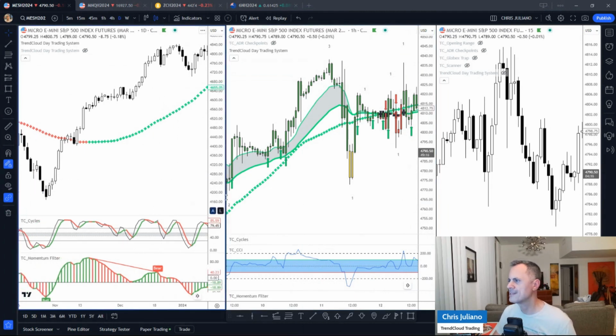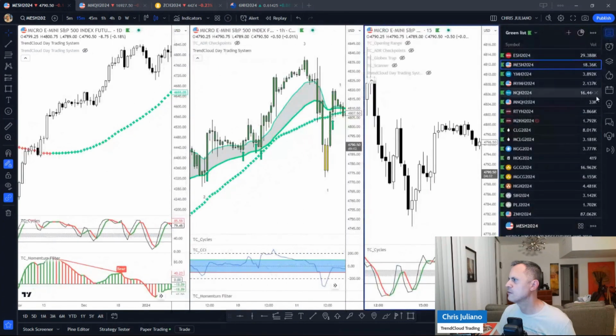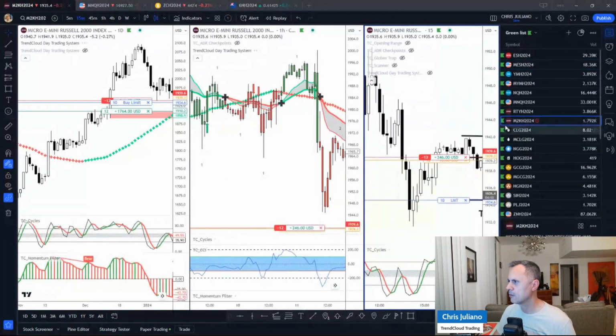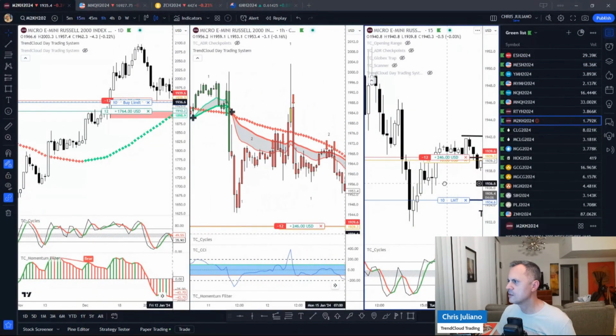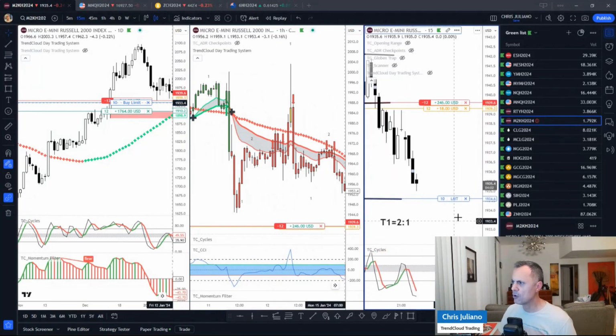Okay, so let's take a look here and find a trade. In fact, we're in a trade right now, okay, on the micro Russell, and that's working out very well. We're almost at our 2-to-1. I took 12 contracts on that micro Russell.